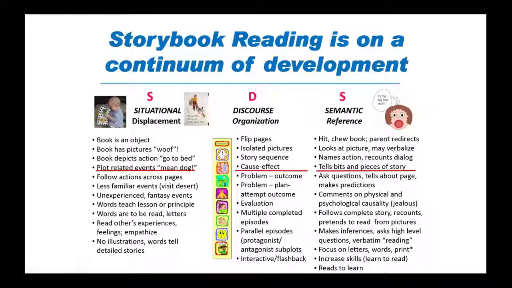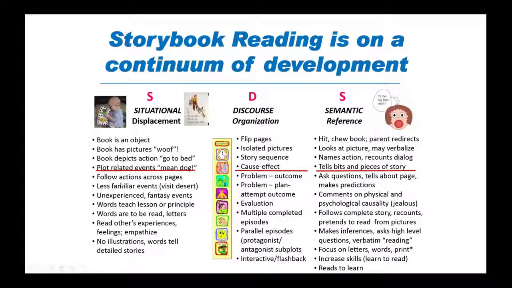The next level, the child starts to pay attention to plot-related events. So they see the picture and they remember that the dog was mean, so they start talking about the mean dog. So they're seeing cause-effect relationships. It's not just that the dog is chasing the cat, but the dog is chasing the cat because the boy let him go, or the dog is chasing the cat because he wants to play. So you start to see that causality. And the child, again, this is about 3.5, and the child starts to tell bits and pieces of the story.